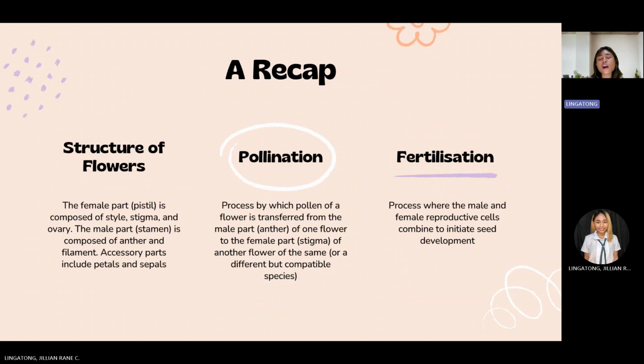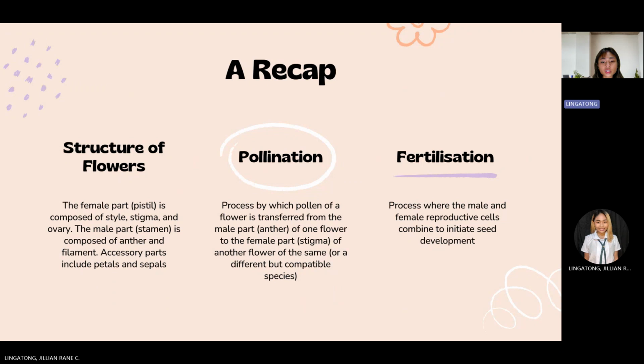So, a recap of angiosperm reproduction. The three main components of angiosperm reproduction are structure of flowers, pollination, and fertilization. Again, structures of flowers. Flowers contain male and female reproductive parts, petals and sepals, which support reproduction.